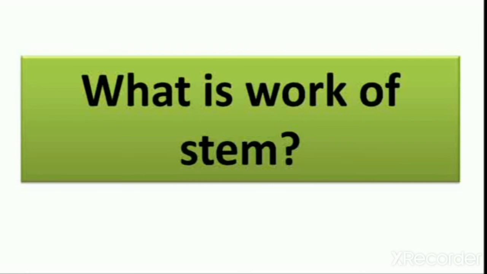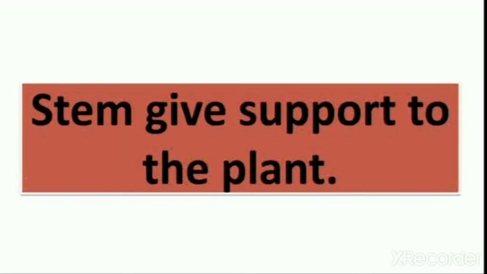Now, let's see what the work of stem is. Like yesterday, we learned what the work of roots is, that they absorb water and nutrients from soil and give them to the plant. So today we learn what stem does and how stem works. Stem gives support to the plant. When you grow any tree, stem makes this tree straight.